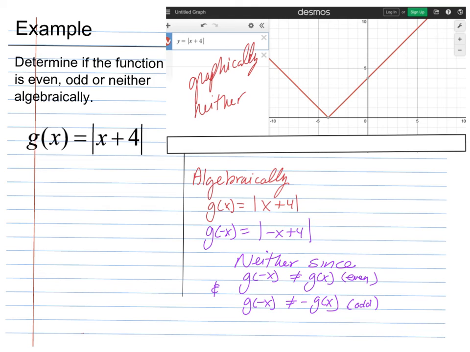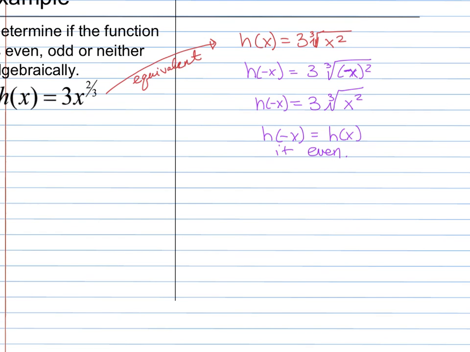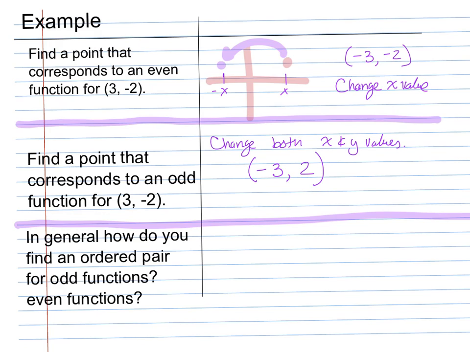Algebraically, again, we substituted in and we cannot factor anything from an absolute value. So algebraically, we have proved that it's neither, since when we substitute g of negative x, it does not equal g of x, which would be an even function. And when we substitute the negative x, we don't get a negative g of x, which would be an odd function. So this is for A, this is for B.